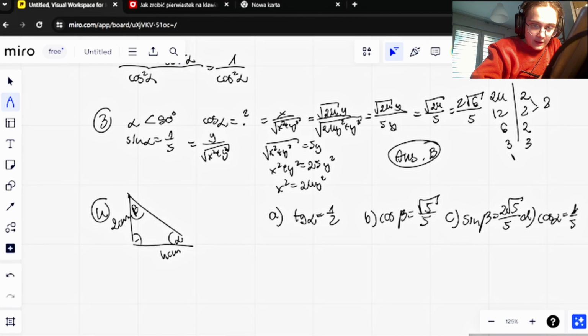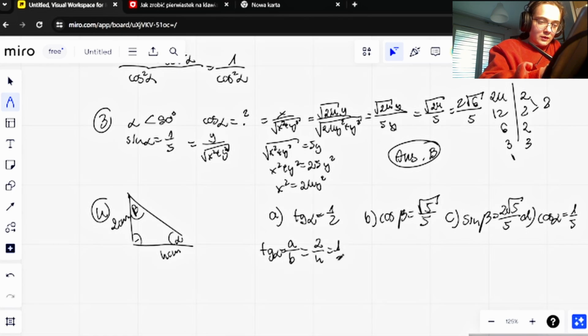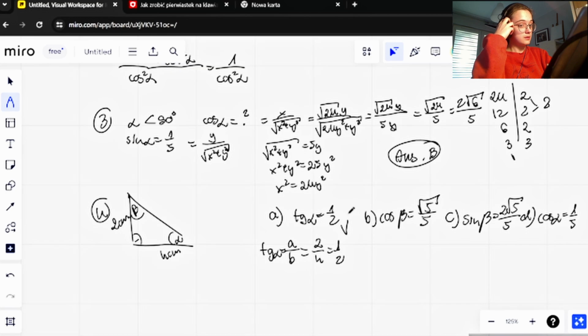I mean, these are all different. So let's try from Tangens alpha. Tangens. Here's A, B, C. So A is to B. So 2 to 4. So this is true. If I would be completely honest, I think that this is suspicious.